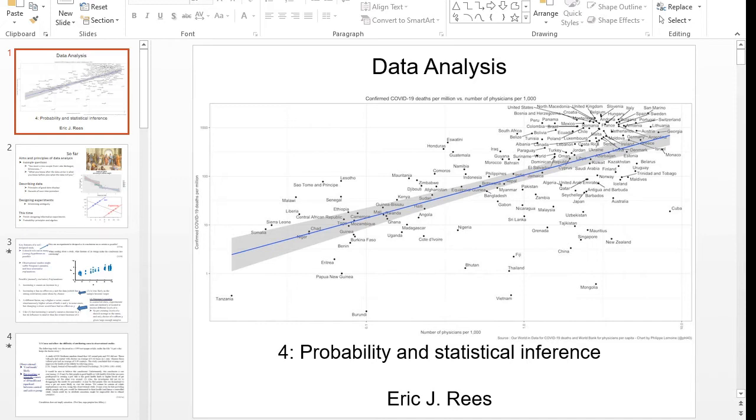This is a plot which shows on the x-axis number of physicians per 1,000 population in a country, and on the y-axis confirmed COVID-19 deaths per million population in the country. This is observational data, and so it is vulnerable to the problem we looked at last time, Simpson's paradox. And you can see here the actual trend in the data is that the more physicians you have per population, apparently the higher the death rate.